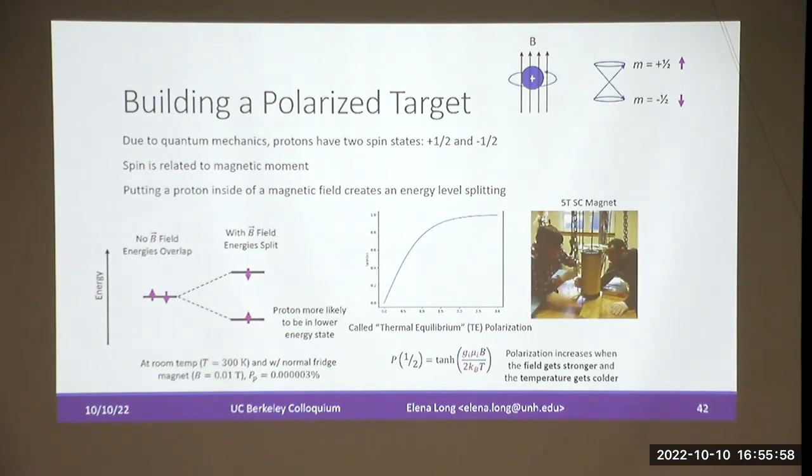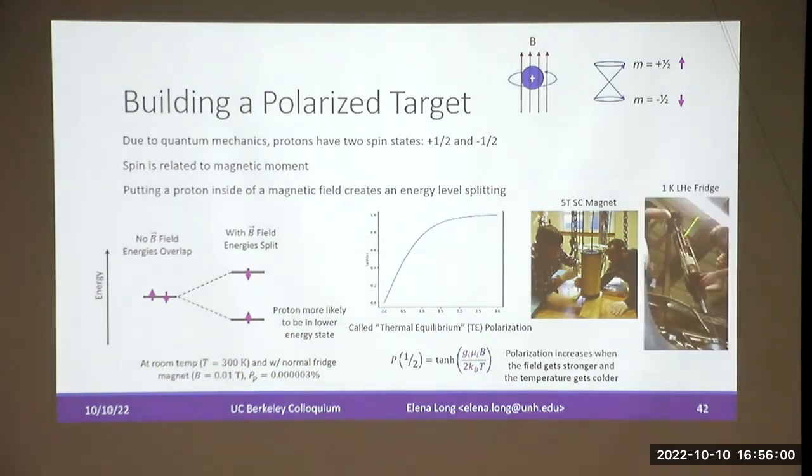strong magnetic field, like a 5 Tesla superconducting magnet we have in the lab. Temperature we bring down to about 1 Kelvin using a liquid helium refrigerator. That increases our proton polarization quite a bit, but it's still only about 0.5%. So it's a lot better than we started with, but it's still quite small. If we can really get that to a higher percentage number, we can start doing something useful.